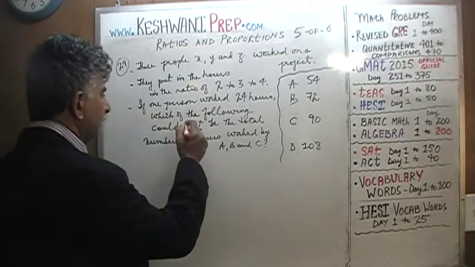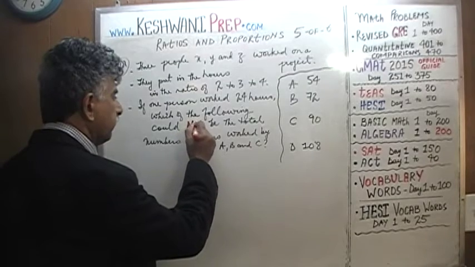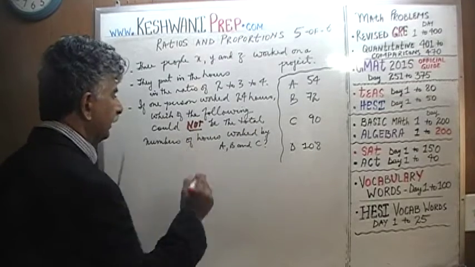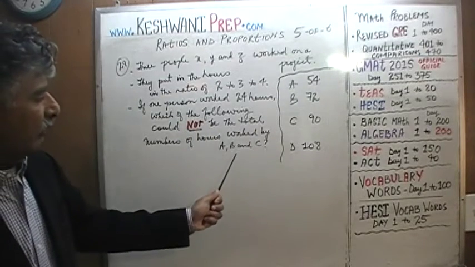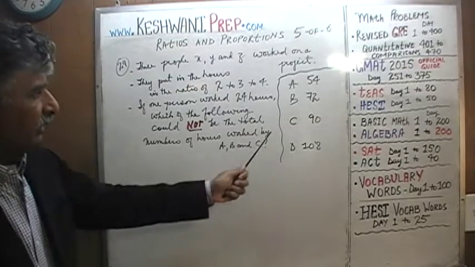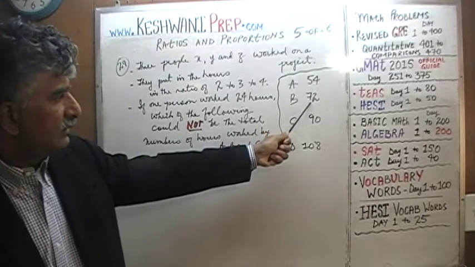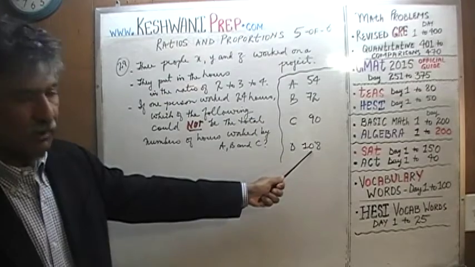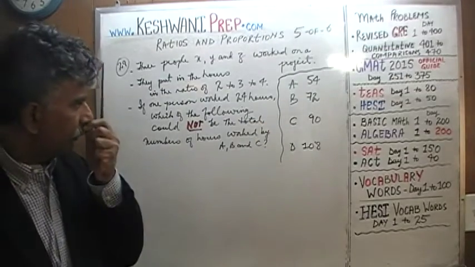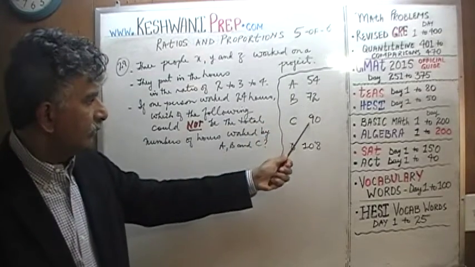which of the following cannot be the total number of hours worked by these three people? And here are the answer choices: 54, 72, 90, and 108. There are only four answer choices. One more time: 54, 72, 90, 108.